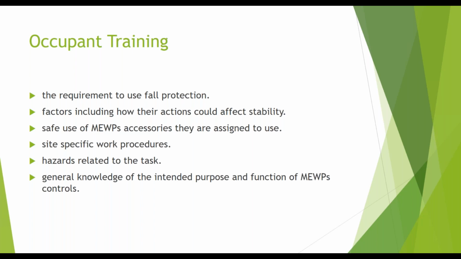The general knowledge of the intended purpose and function of the mobile elevated work platform controls. Let's say for some reason that operator becomes unable to operate that piece of equipment. I mean, that occupant's going to need to know how do we shut this piece of equipment down? How can I be lowered? He or she needs to know how to react to that situation. And then the manufacturer's warnings and instructions. Again, I know everyone doesn't read the instruction manual by the manufacturer, but it is important to know, how does this piece of equipment differ from the other?